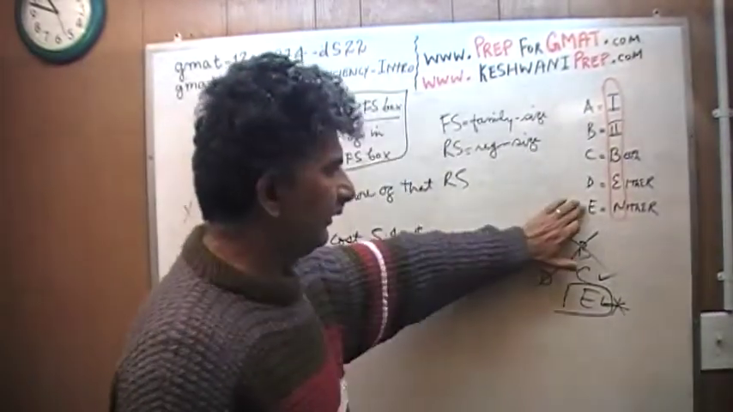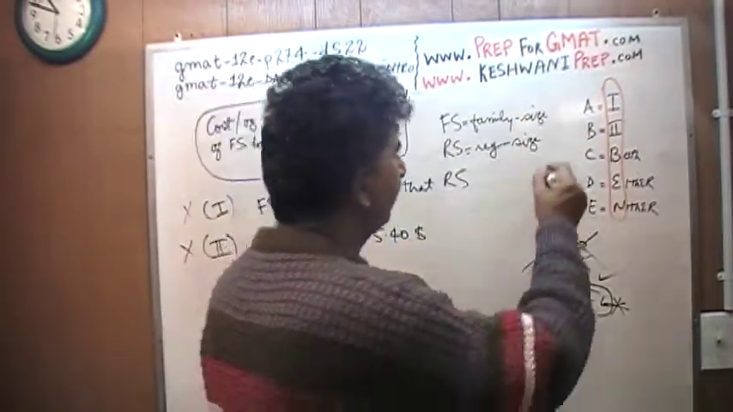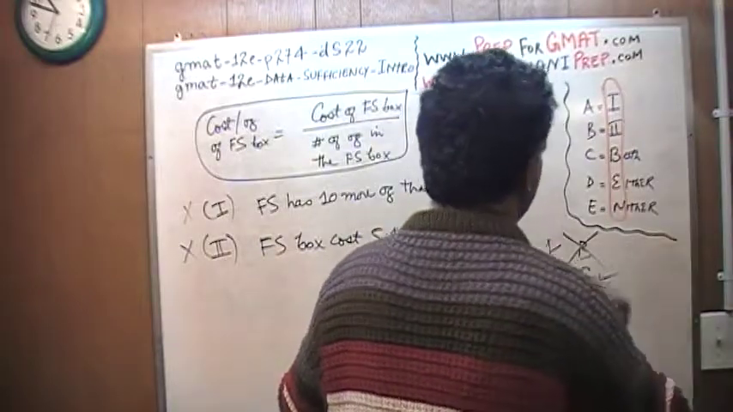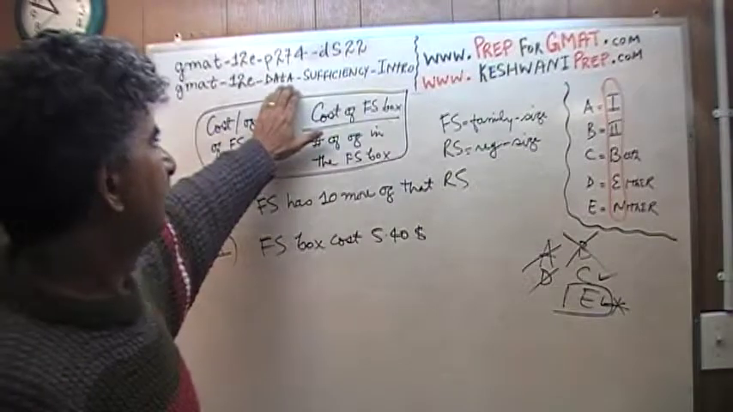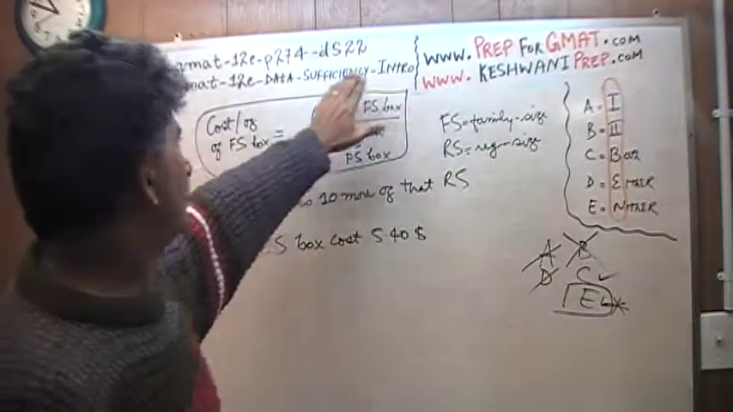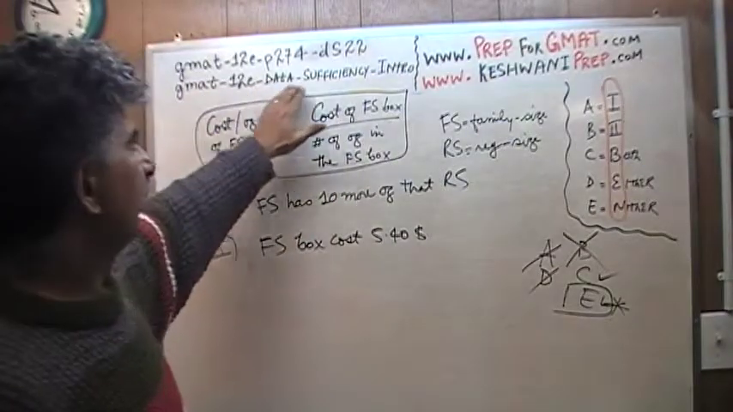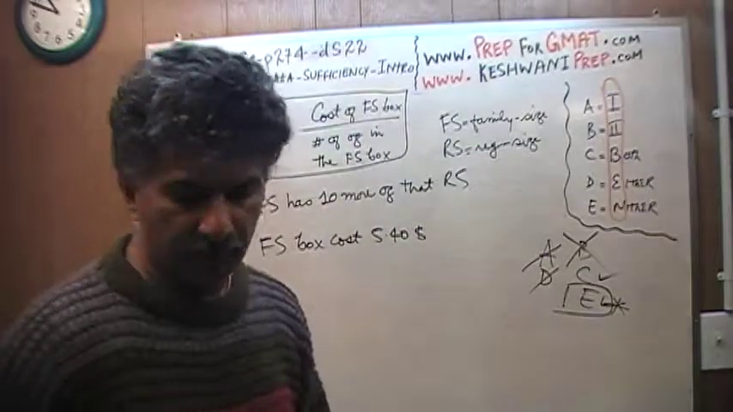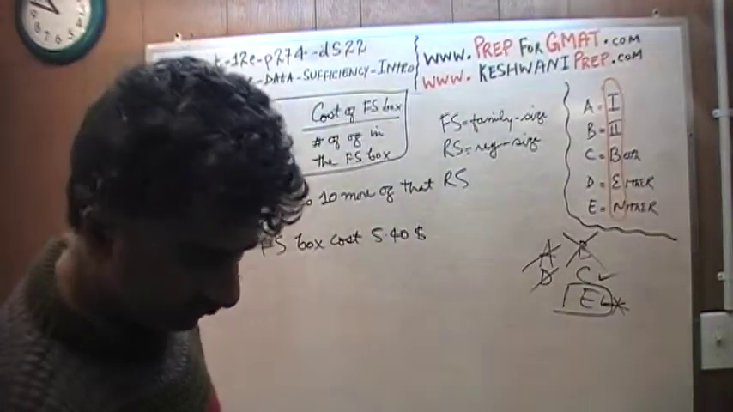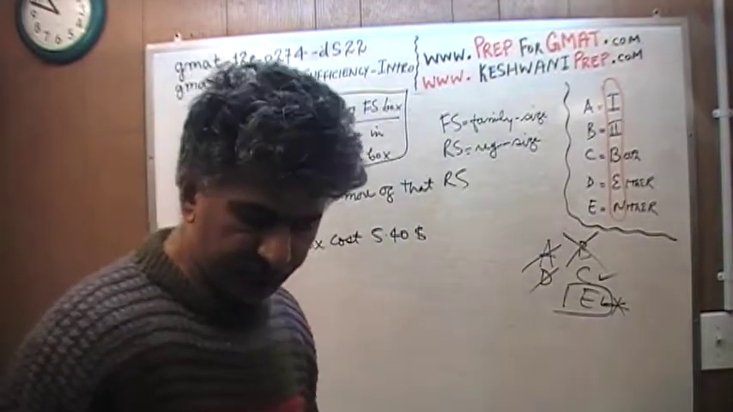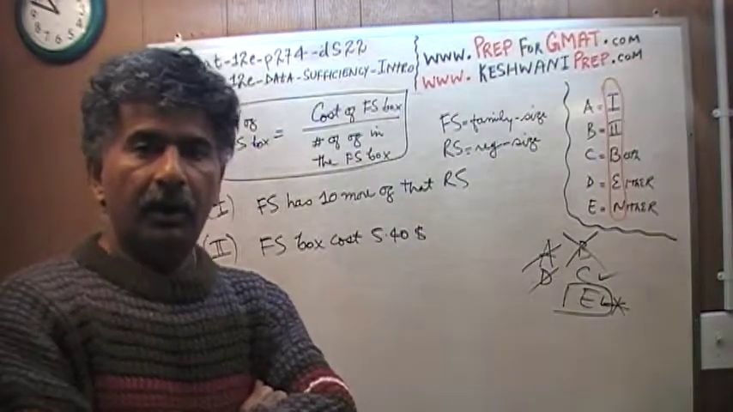The correct answer choice here is E, which stands for neither. Again, if you do not know what all this mumbo jumbo is about, it is important that you go and watch the intro video. Just type in 12E, GMAT 12E data sufficiency intro, and watch that video, where I explain what I'm doing here. All right, the answer here is E, which tells us that neither of these two statements is any good. That's all. I hope you found it helpful.